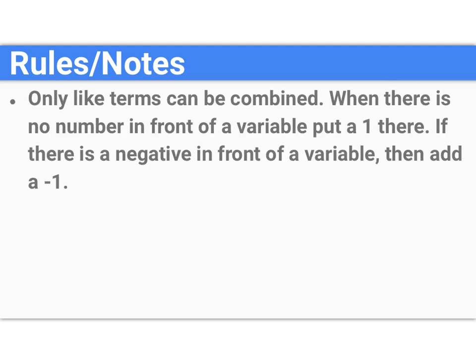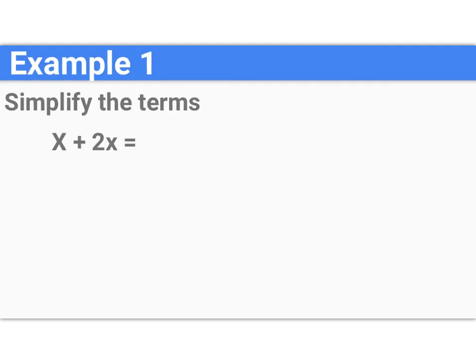Okay, rules and notes, and you can read those on your own. So simplify the terms. x plus 2x. Now the first thing you do, whenever you see a letter with no number in front of it, put a 1. Even if there's a sign, just put a 1 in front of the letter. So now we're dealing with 1x plus 2x. These have the same letter to the same power. If there's no power, put a 1. And so now 1 plus 2 becomes 3x. Because they have the same x, we just bring the x over and 1 plus 2 becomes 3.